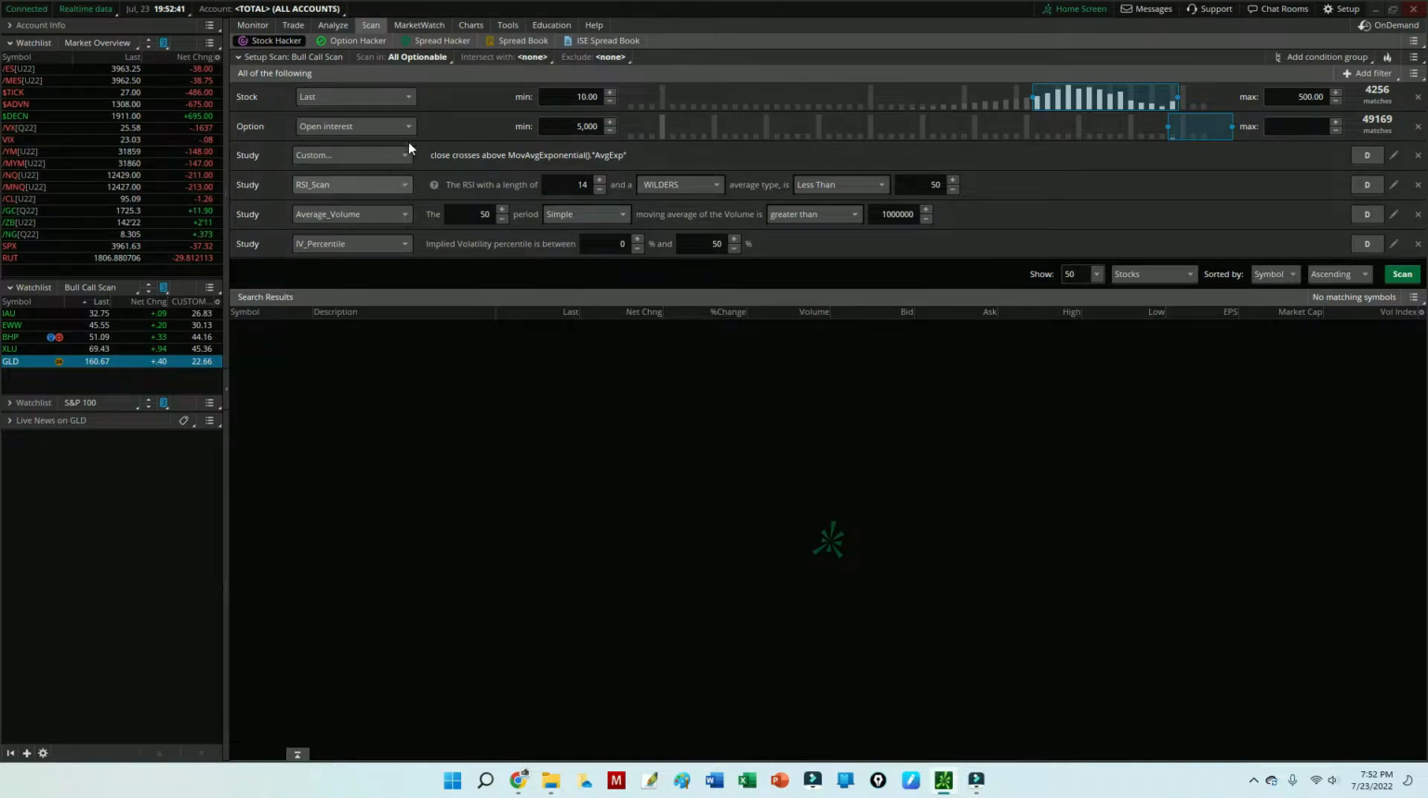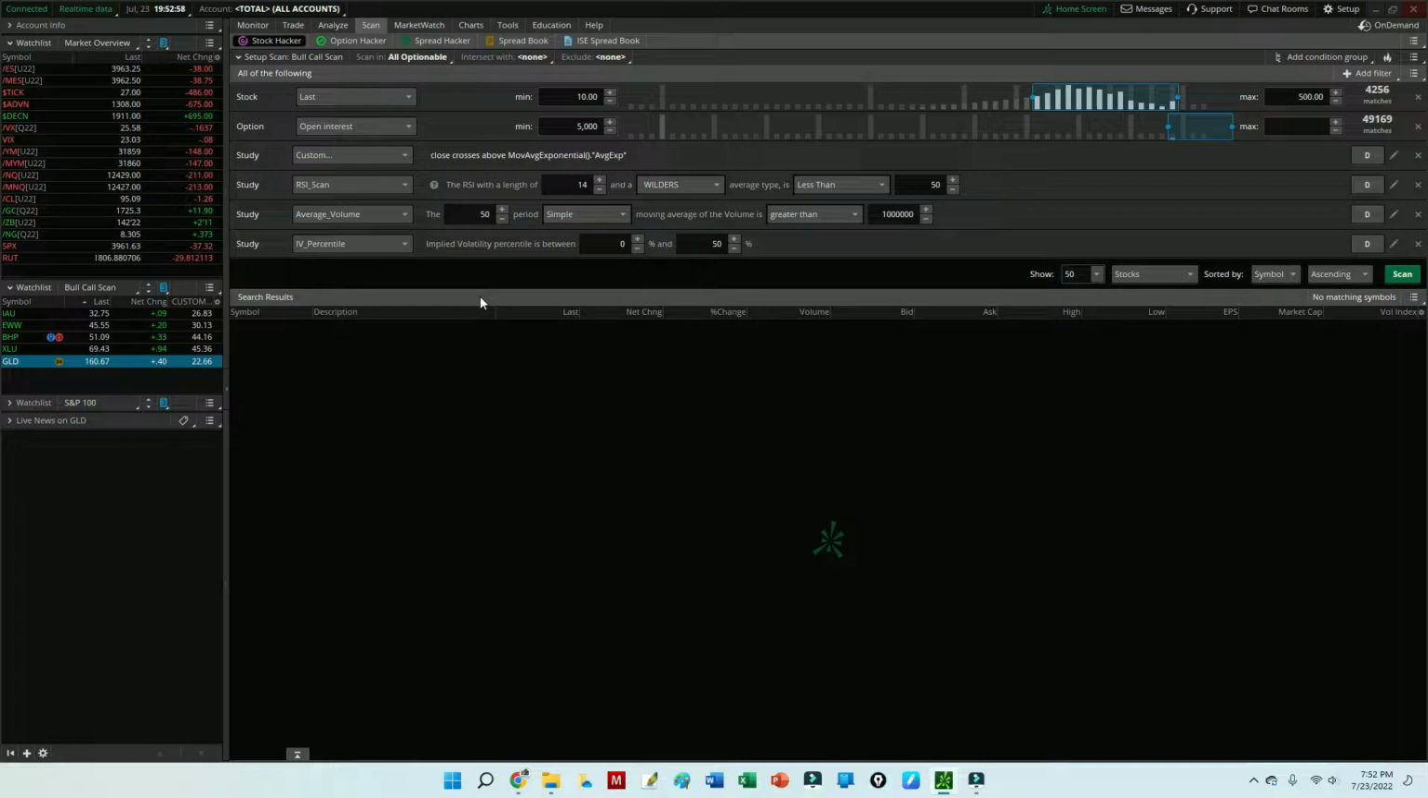So here is the scan that I will use. It's a bull call scan. Once you set it up, you can just put it into the watch list over here and it'll automatically populate. I'm going to show you every different scan. I'm not going to go through everything. You can look at each of them and see for yourself what it is they're doing.